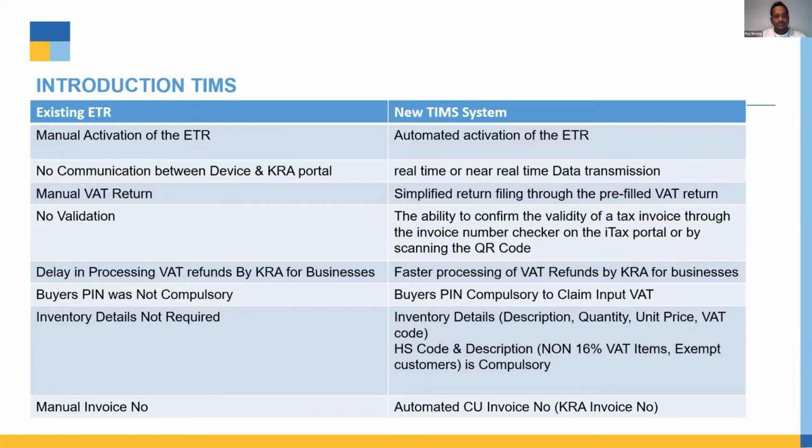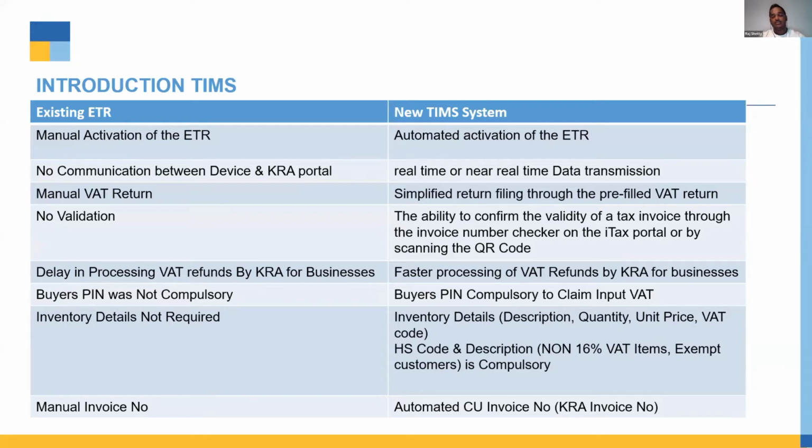Okay, so manual VAT returns. Earlier, we had to fill in the form 3 returns. We had to do it manually because the KRA doesn't have any information until you submit the VAT form 3 returns. But with the new TIMS systems, it's not like that. As and when you generate the invoice, KRA will immediately have all that information. Who is your buyer? What is his PIN number? What product are you selling?